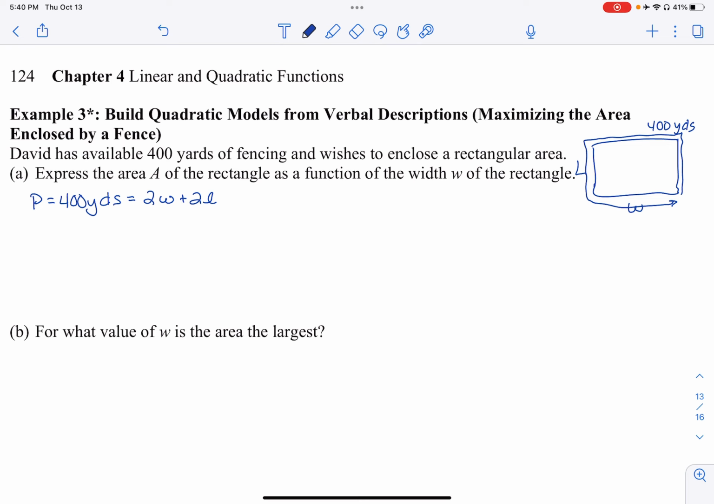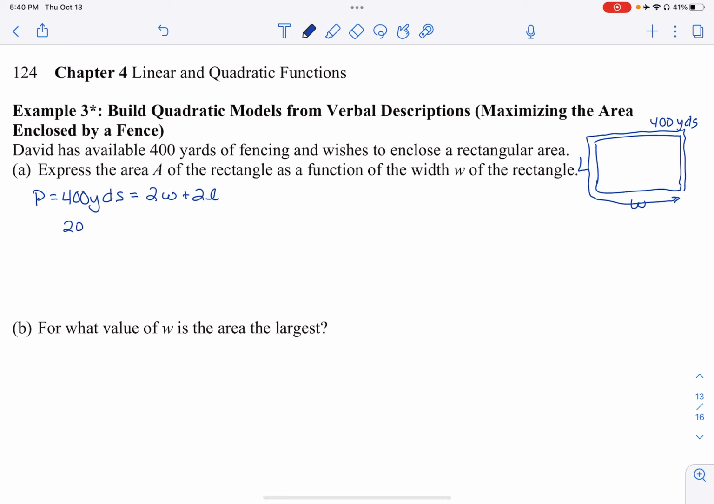I can simplify that a little bit real quick here and say that 200 yards gives me halfway around. So 200 yards equals the width plus the length. So let's leave that there. If I were to walk halfway around, I'm going to have walked 200 yards. He wishes to enclose a rectangular area, we said already. We want to express the area of the rectangle. We want A as a function of the width, so we want A as a function of W of the rectangle.